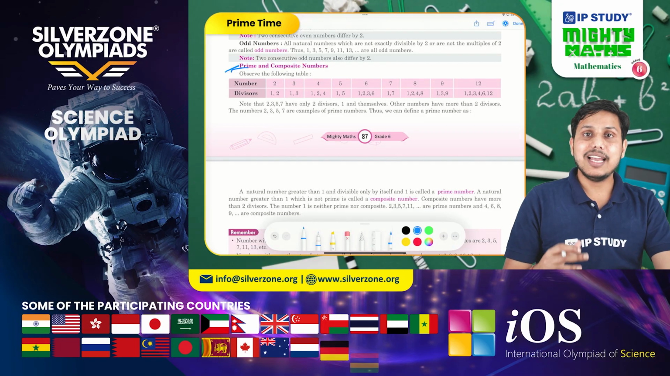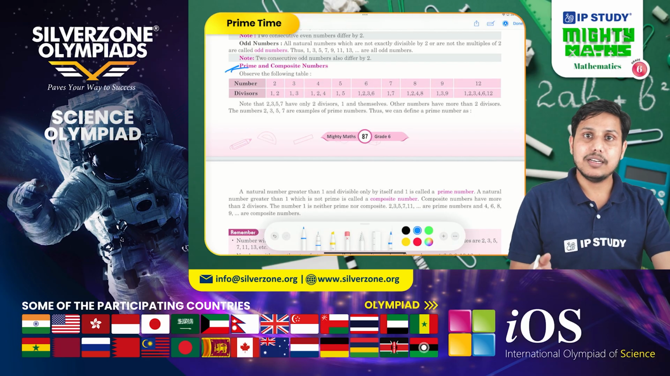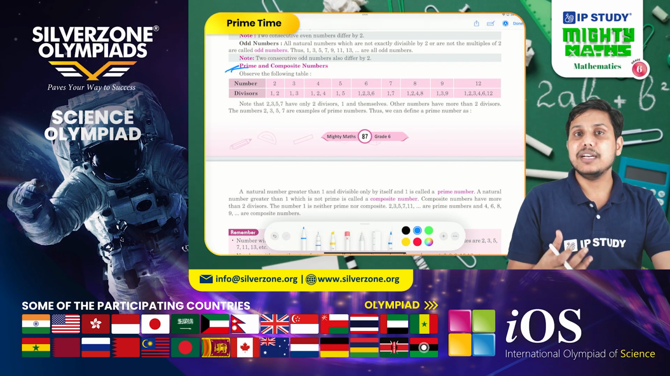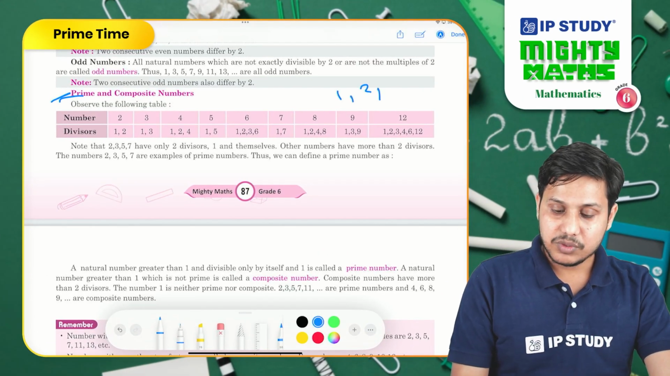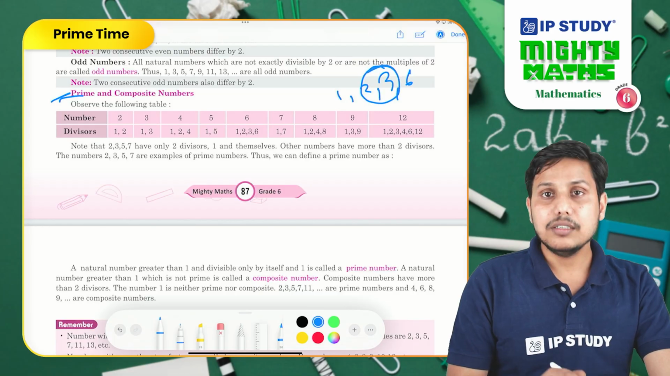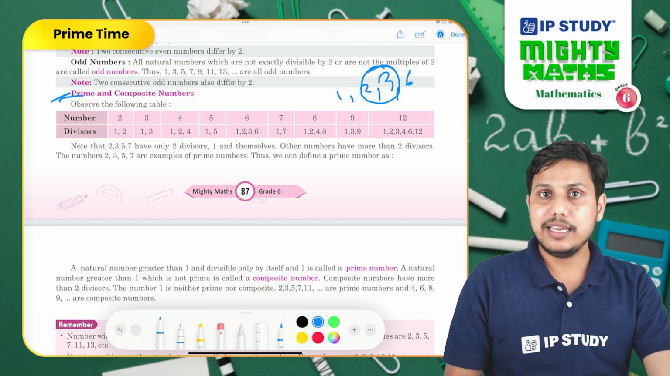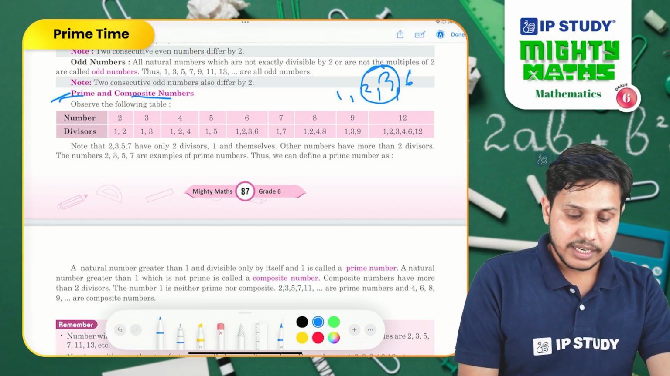The numbers which have more than 2 factors, that is more than 1 and the number itself, like 6, which has factors 1, 2, 3, 6. So we have 2 more factors, 2 and 3, in this case. So it will be a composite number.